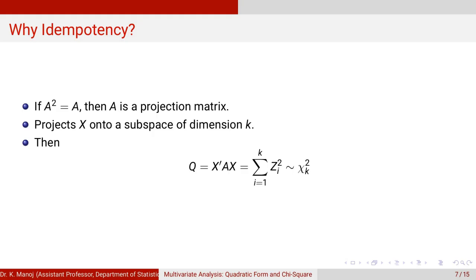Idempotency means A squared equals A. Such a matrix acts like a projection. It projects x onto a subspace of dimension k. The quadratic form then reduces to a sum of k squared normals, exactly a chi-square distribution.